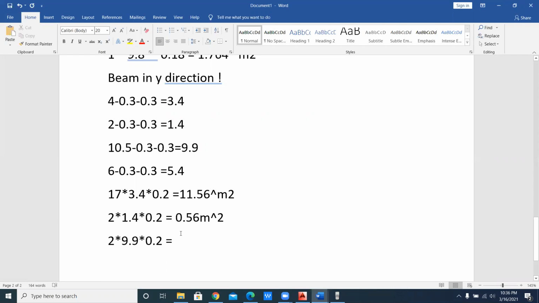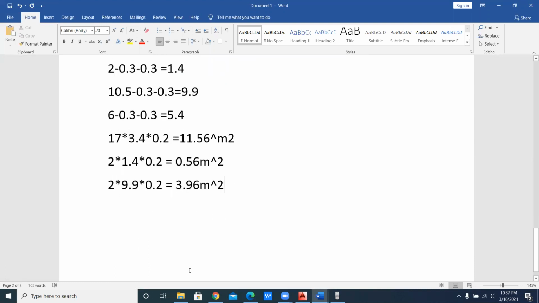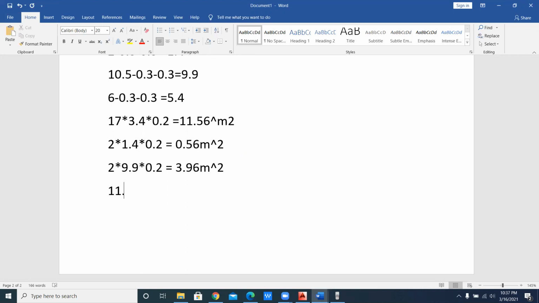So you get here 3.96, and you can write here meter square. So now there are normally three values you get here: 11.56, the other one is 0.56, and the third one, 3.96. So you can write here 11.56 plus 0.56 plus 3.96.